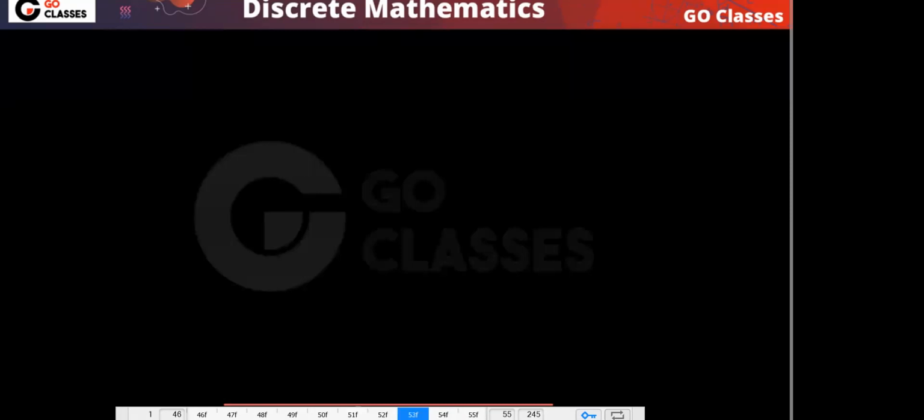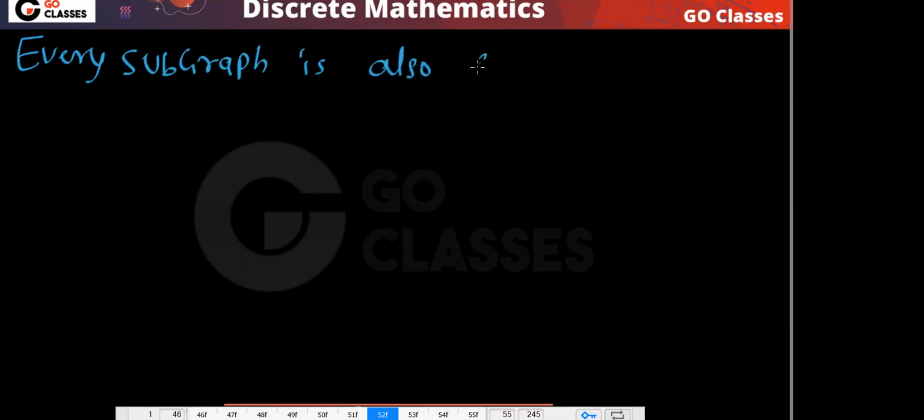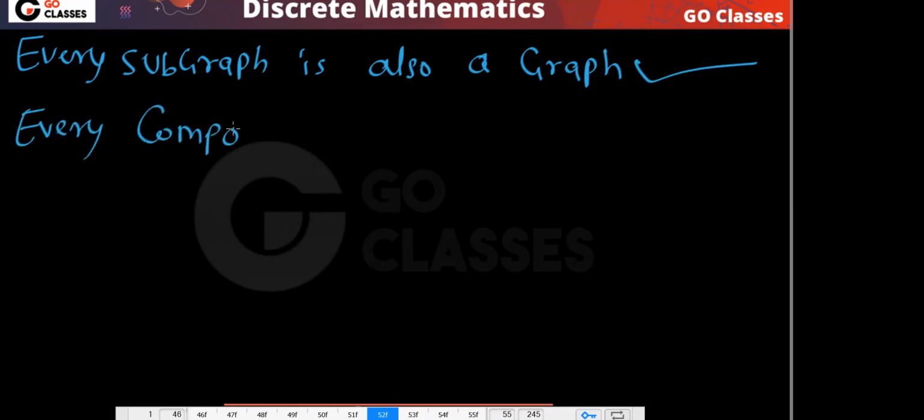Before this statement, you tell me, every component is a graph, right? Yes or no? Every subgraph is also a graph. Correct? This you already know. Every component is also a graph.